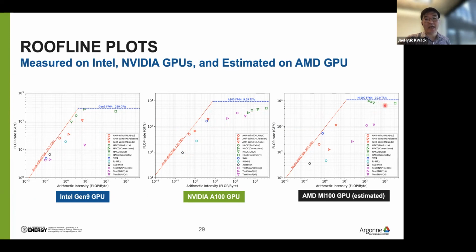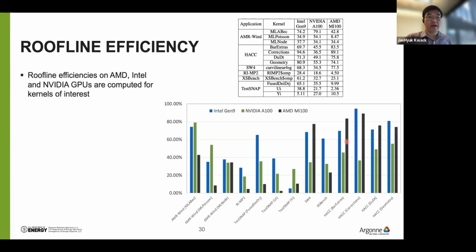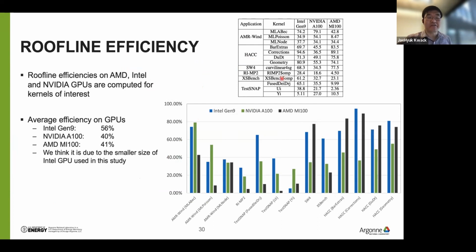The reason we guess is, as I mentioned, the flop count was not actually measured on the MI100. That could be one reason we have some big deviation. And also we see the AMD SDK has evolved very quickly, so over time we expect the AMD side could have better efficiency. Anyway, this is what we measured or estimated. And this is the Roofline efficiency from each kernel of the applications. If you just take an average of the efficiency, we see Gen 9 has 56%, and A100 and MI100 around 40%.